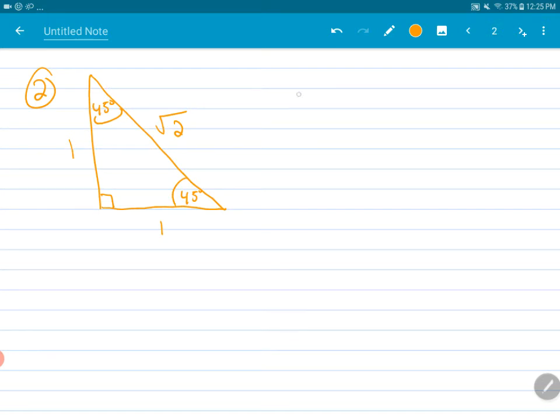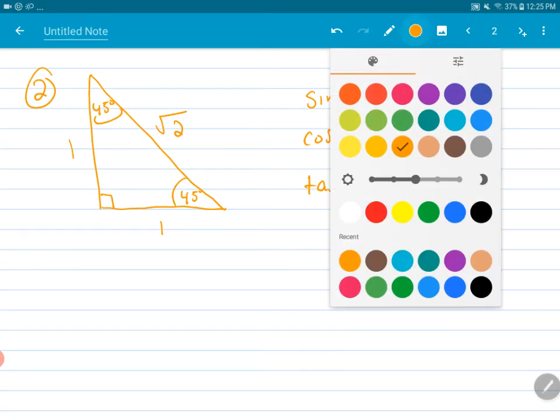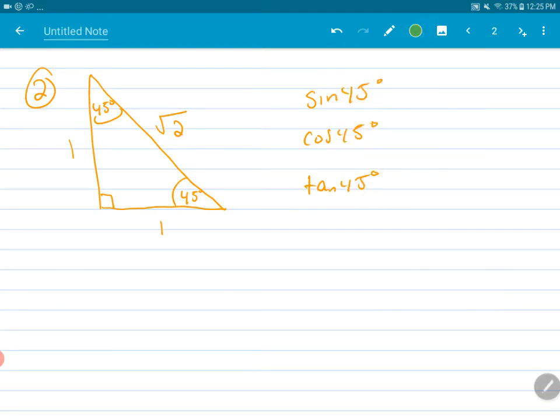So we want to find our sine 45 degrees, cos 45 degrees, and tan 45 degrees. So let's label our opposite, adjacent, and hypotenuse. Doesn't really matter. I'm starting from this angle here, but you could have picked the other 45. It won't matter. So opposite over hypotenuse is going to be 1 over root 2. You can try the trick that I showed you in the last example, but we're also going to say it's the same thing as root 2 over 2.